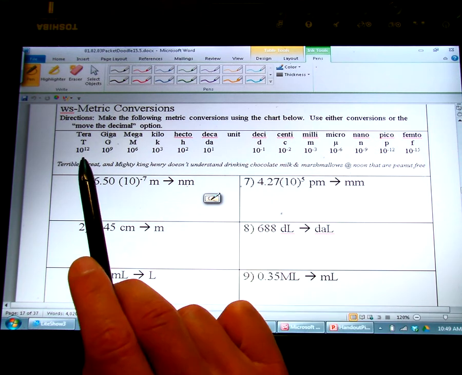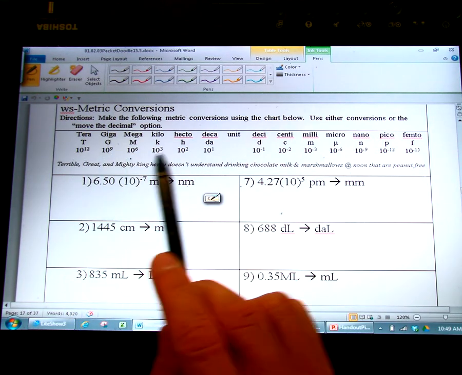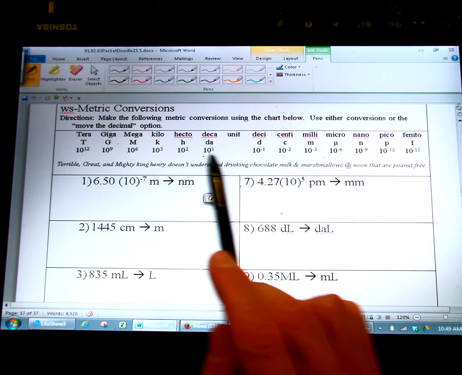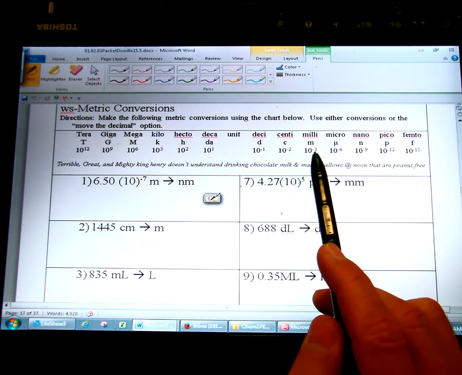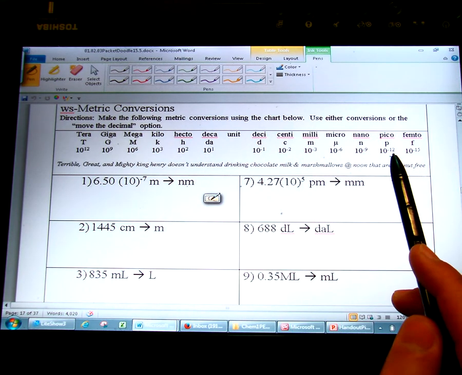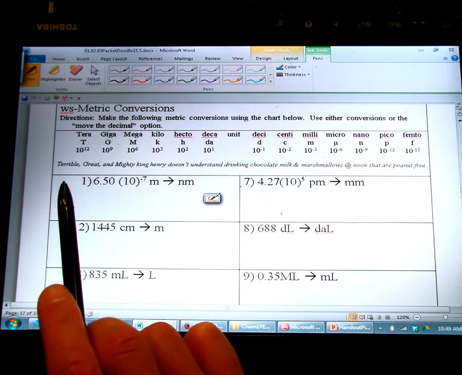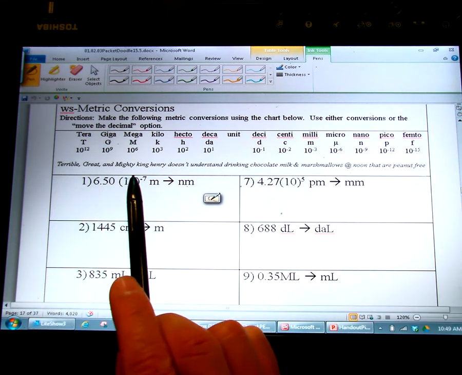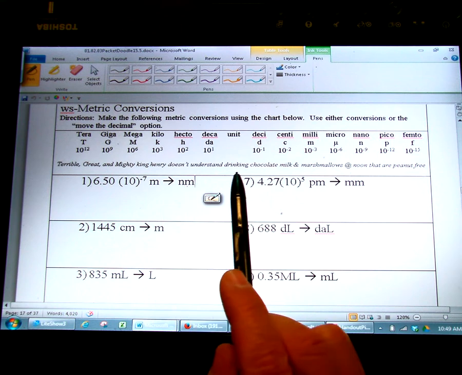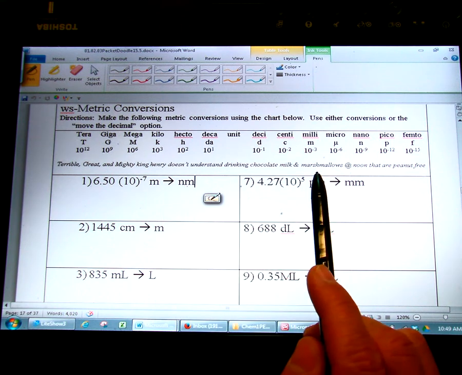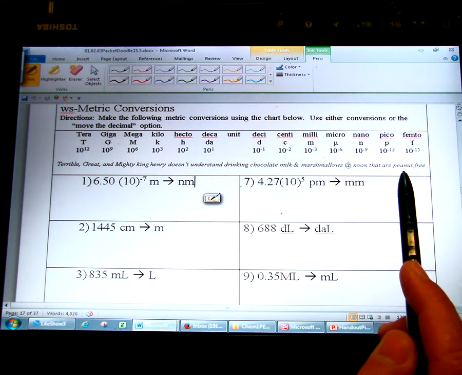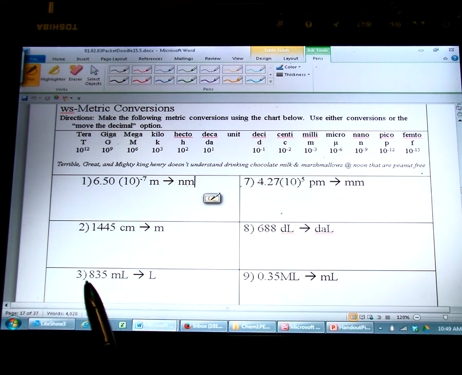So here are all your prefixes: tera, giga, mega, kilo, hecto, deca, deci, centi, milli, micro, nano, pico, and femto. And if you want to memorize those, there's a little saying you could say: terrible, great, and mighty King Henry doesn't understand drinking chocolate milk and marshmallows at noon that are peanut-free. That'll help you remember all of them in order.